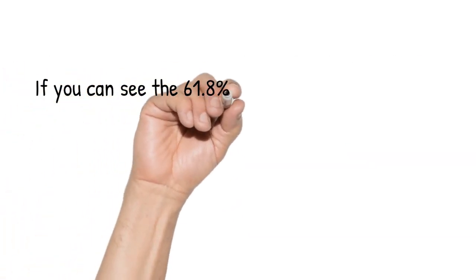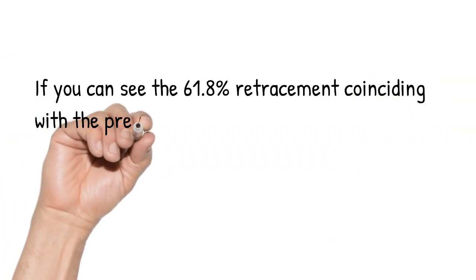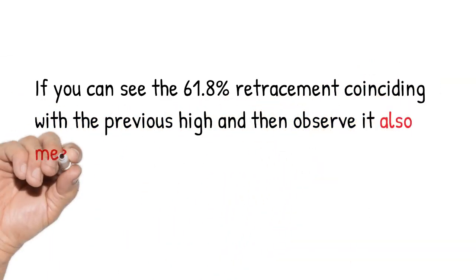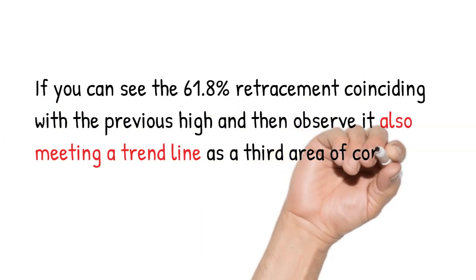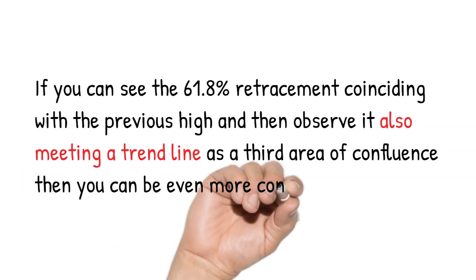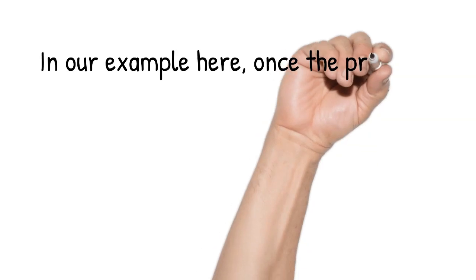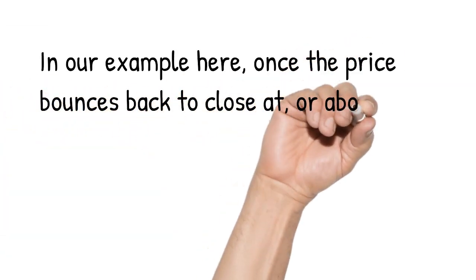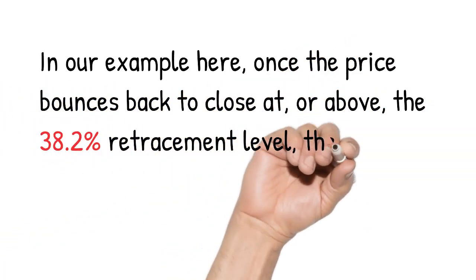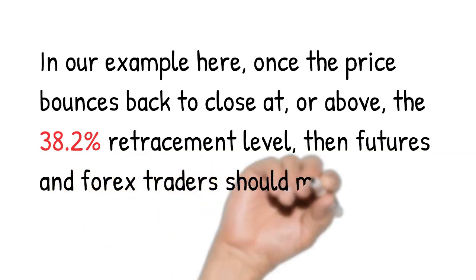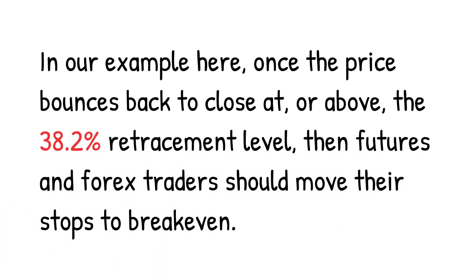If you can see the 61.8% retracement, coinciding with the previous high, and then observe it meeting a trend line, as a third area of confluence, then you can be even more confident in this trade. In our example here, once the price bounces back to close at, or above, the 38.2% retracement level, then futures and forex traders should move their stops to break even.